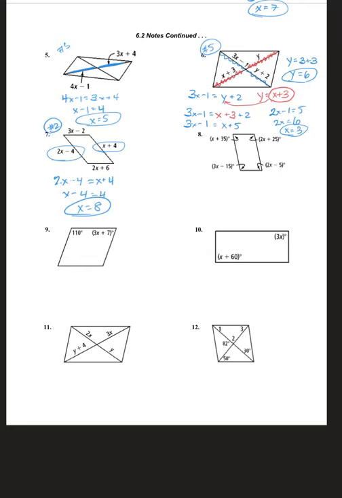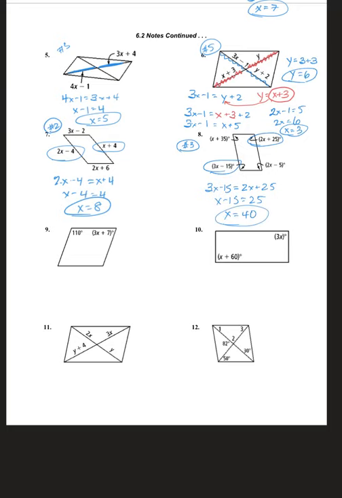Okay, now number 8, again, looks like it's going to be complicated, but if I look at opposite angles, for instance, those are both x's, and I know from property number 3 that opposite angles have to be congruent. So 3x minus 15 has to equal 2x plus 25. Subtract 2x from both sides, and then add 15. So we're going to get x equals 40.